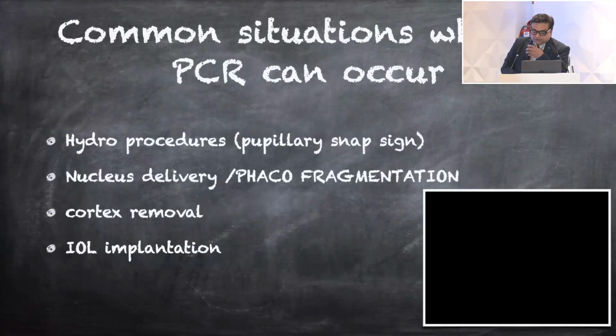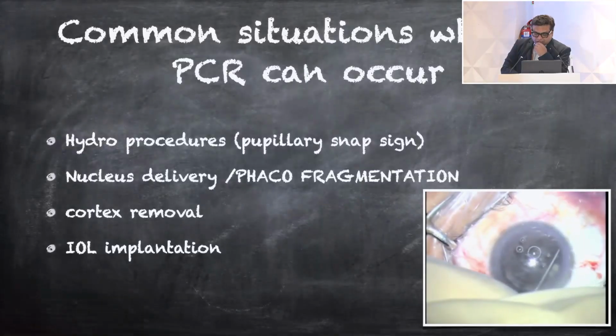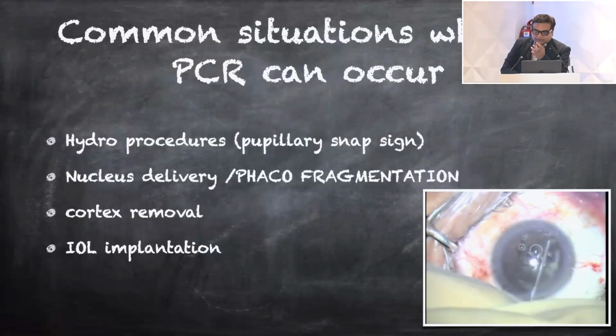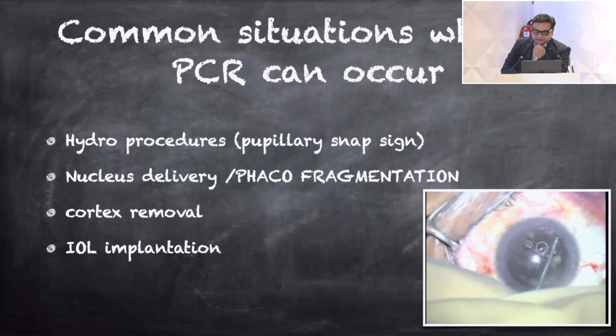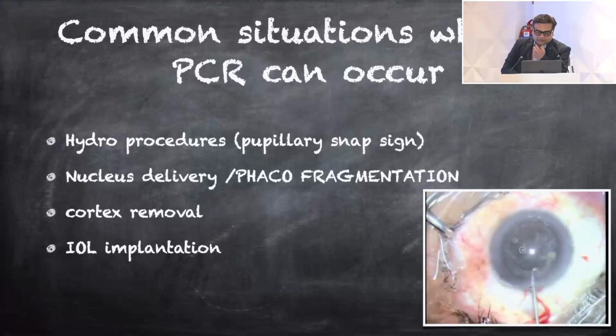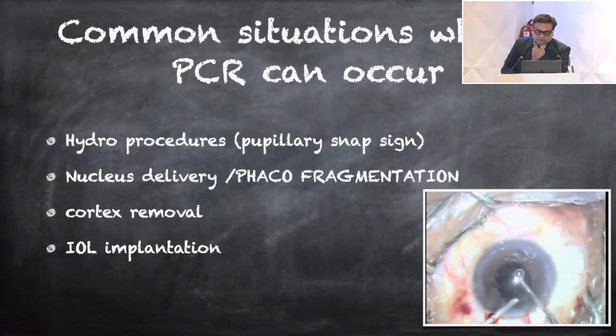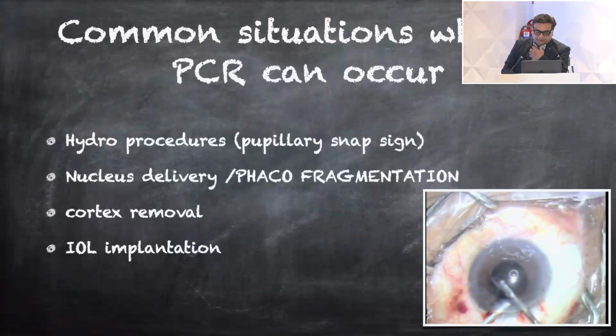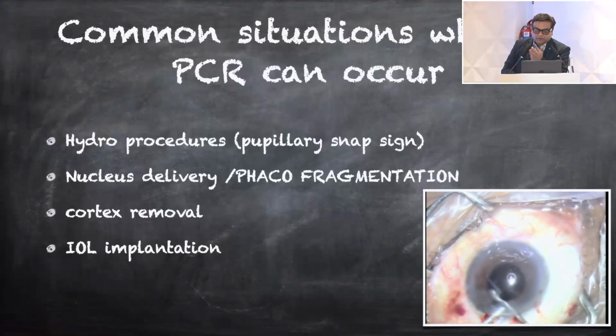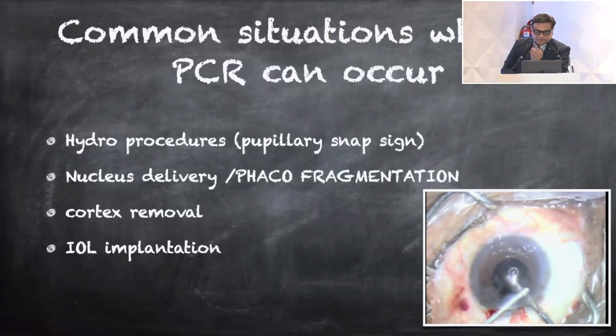What are the common situations when you anticipate a PCR? This will overlap a little with Soumil's presentation, but I'll quickly go through it and skip whatever I can. A PCR can occur during hydro procedures, especially when you are not aware of the posterior capsular support. This is a very typical pupillary snap sign which you see during a hydro procedure. You will see a sudden snap in the pupil coming down. So that could be a sign there's a PCR. Nucleus delivery or phacofragmentation is another cause for a PCR. Also cortical removal, when you are not very careful about the posterior capsule coming into your aspiration port.